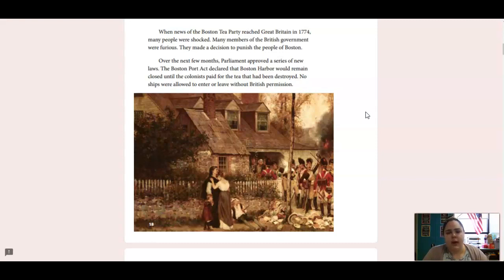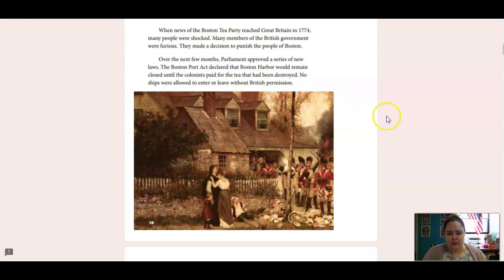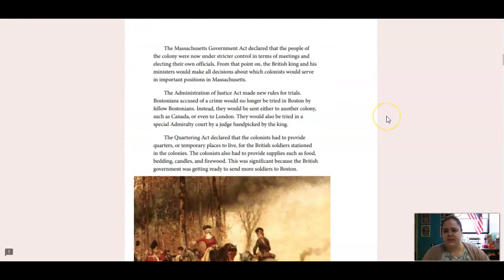The Boston Port Act declared that Boston Harbor would remain closed until the colonists paid for the tea that had been destroyed. No ships were allowed to enter or leave without British permission. The Massachusetts Government Act declared that the people of the colony were now under stricter control in terms of meetings and electing their own officials.